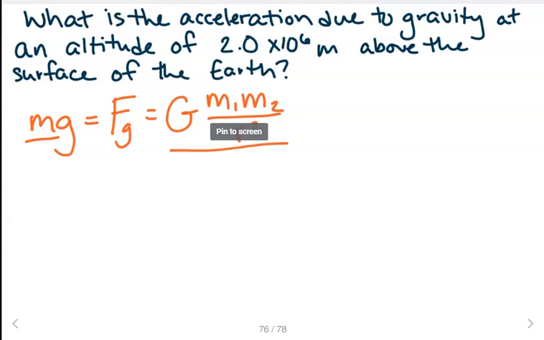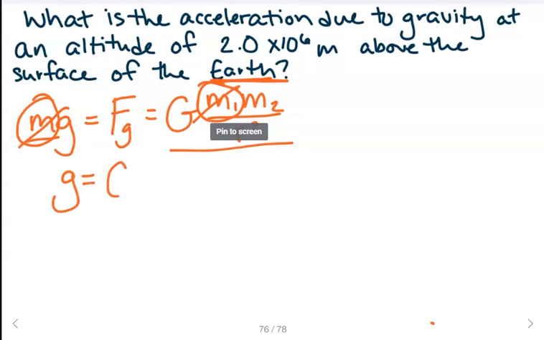So we can see that we have a mass on both sides of the equation. This mass is going to reference whatever the extra object is. So with gravitational force we're looking at two different objects, one being the Earth and the other being whatever it would be at the altitude of 2 times 10 to the 6th meters. So we can get rid of that mass because it doesn't matter what it is. It's always going to experience the same value of acceleration. So we have little g equals big G mass 2 over r squared.